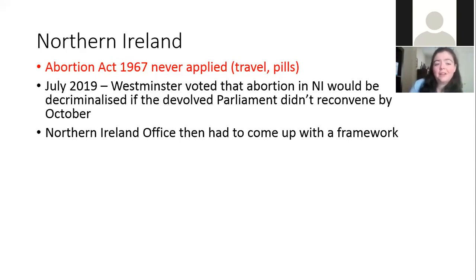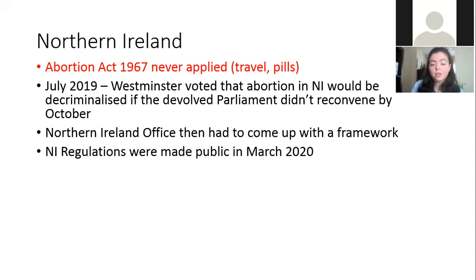So after it was put in place that we have to decriminalise abortion in Northern Ireland, the Northern Ireland Office then had to come up with a framework. How is this going to work? You can't just take the law away and have it be completely unregulated. That's not what we want. We have to come up with a framework for regulation, put the rules in place. It's going to be decriminalised, but what is the framework going to be?